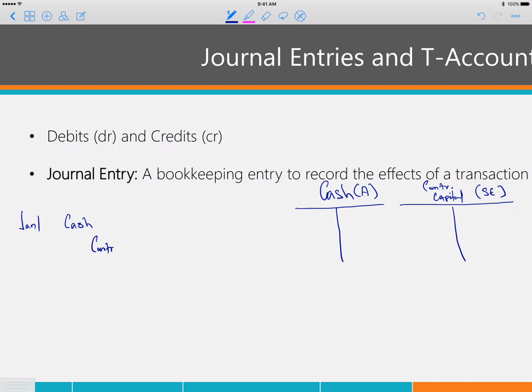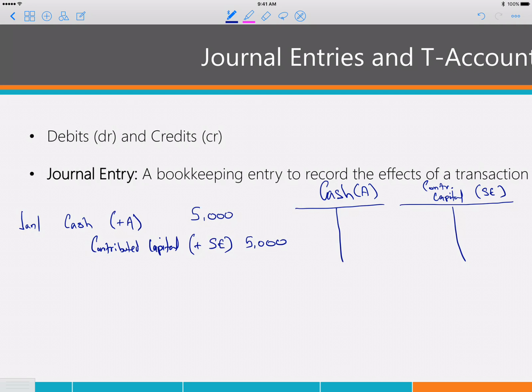So contributed capital. So we can look at this and say, okay, cash, an asset account, was debited. So when an asset is debited, it is an increase. So an increase to assets. Contributed capital is an equity, and that was credited. So that is an increase to shareholders' equity. So let's say $5,000 was given for shares. So this is your very first journal entry.